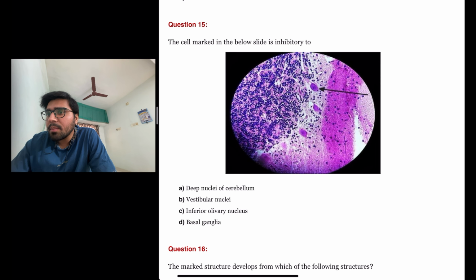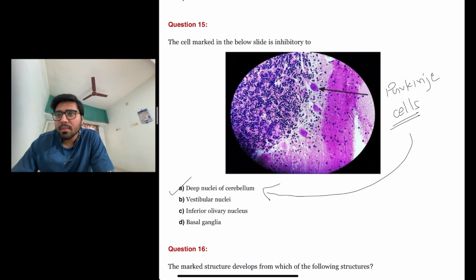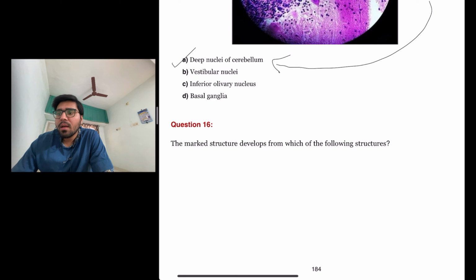So the next question is, the cell marked in the below slide is inhibitory to. So the cell marked here is Purkinje cells, that is inhibitory to the deep nuclei of cerebellum.